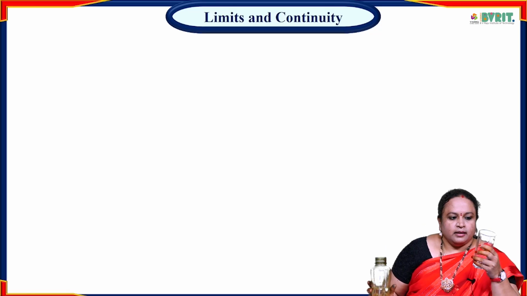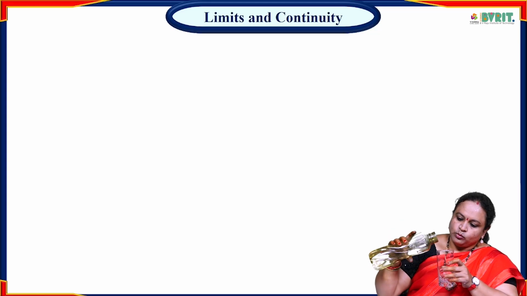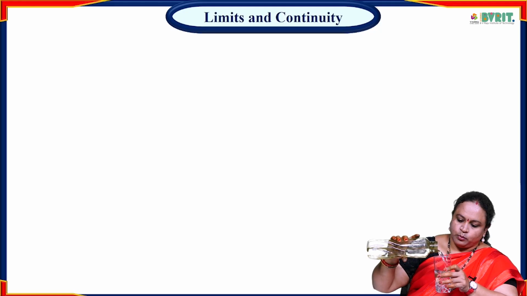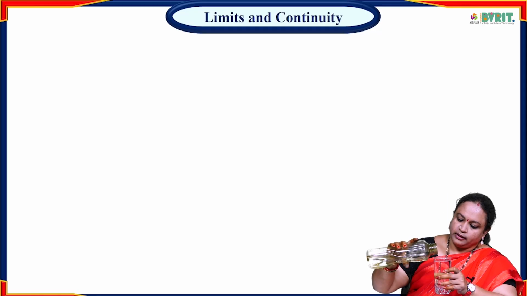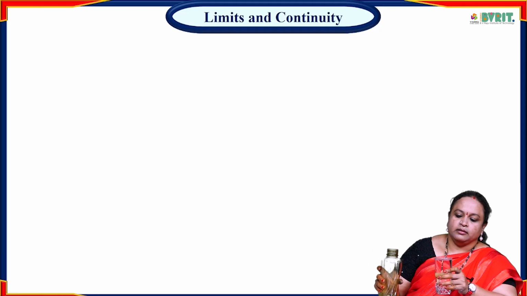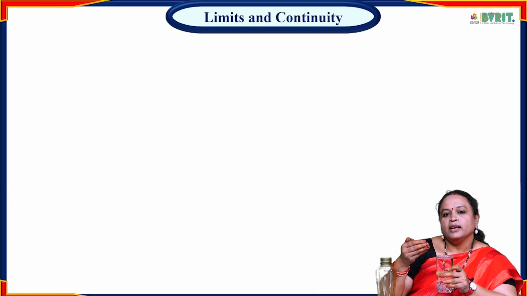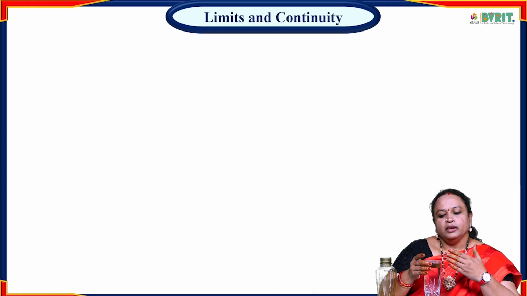Now, I have a glass with me and I have a bottle of water. What I am doing is I am pouring water in this glass. Till where can I pour the water? Till the end, till here. I have not poured till here, but I can pour water till here. If I pour water more than this, what will happen? It will come out, the water will spill.